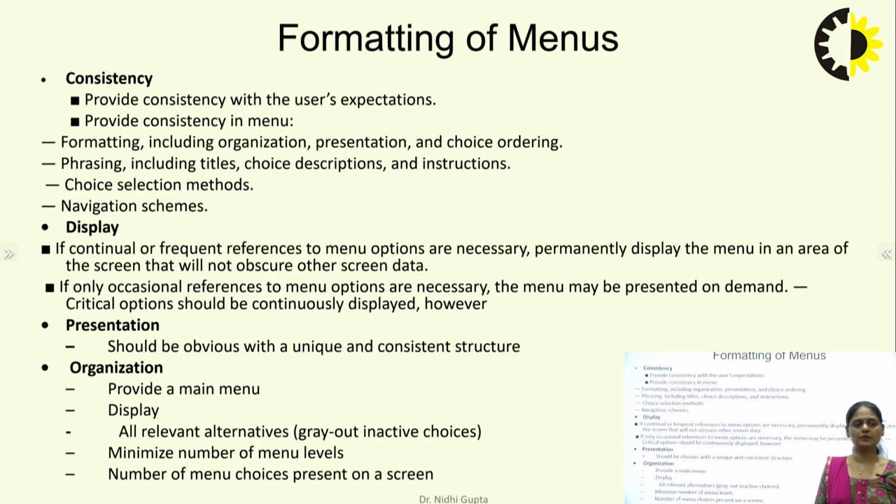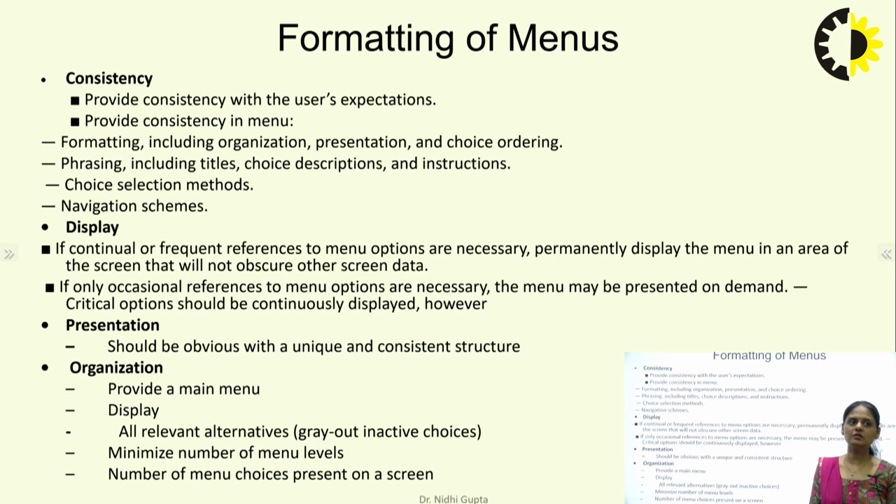The second is the display. If continual or frequent references to the menu are there, many times it happens that a particular menu is required frequently in our work. So it must be placed somewhere that is easy for the user to refer to the menu again and again. It should not obscure other screen data, and it should be placed in a clear place. So if continual or frequent references to the menu options are necessary, permanently display the menu in an area of the screen that will not obscure other screen data. If only occasional references to menu options are necessary, the menu may be presented on demand. So the critical options should be continuously displayed.